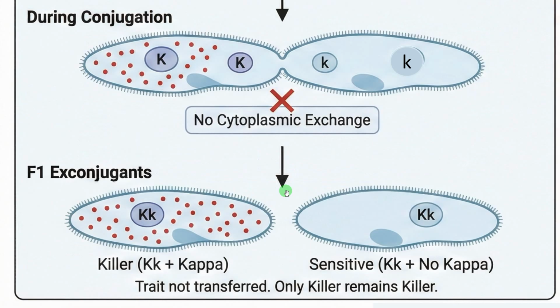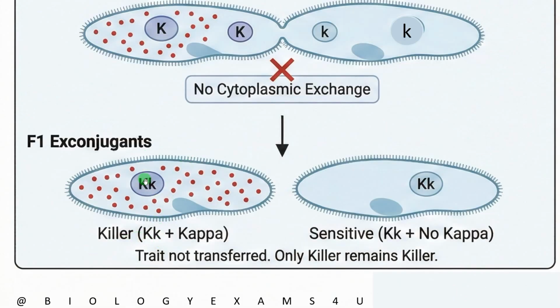Now the F1 exconjugants are, the killer paramecium becomes capital K small k, that is heterozygous condition. The small k gene is transferred from the sensitive paramecium. Whereas sensitive paramecium becomes capital K small k in heterozygous condition, this capital K is transferred from killer paramecium. But it remains sensitive as there is no transfer of Kappa particles. So killer remained killer as it has dominant K gene along with Kappa particle, whereas sensitive remains sensitive as it has only the dominant gene but no Kappa particle. So there is no cytoplasmic exchange, only nuclear exchange takes place during this brief conjugation.